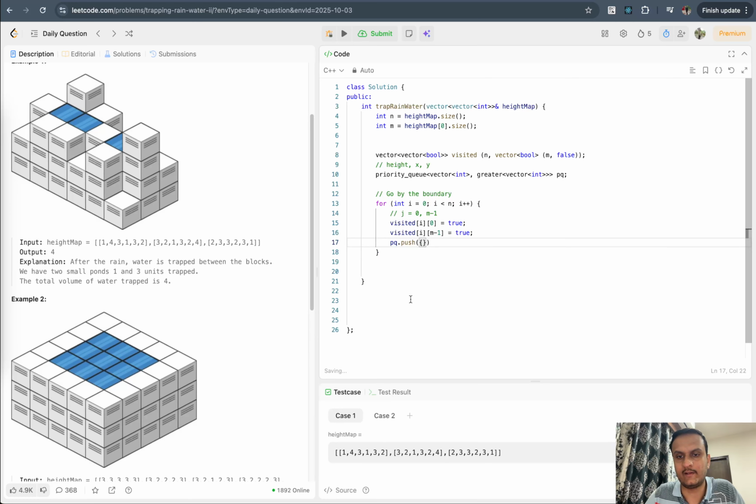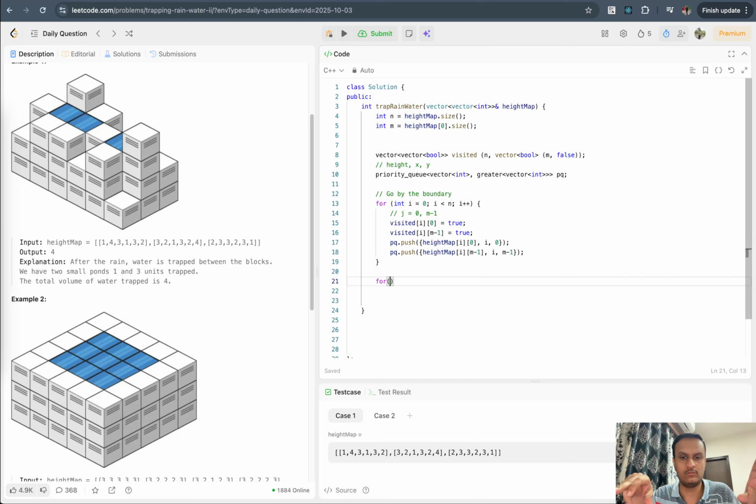In the vector we have 3 elements. First is the height of them, height of i comma 0, and i, 0. Then we will push height of i comma m minus 1, i and m minus 1. We have pushed both of the columns. Now we will push both of the rows. Since we have pushed both of the columns, all four corners are already pushed.